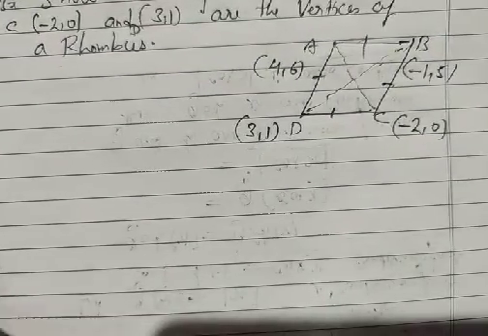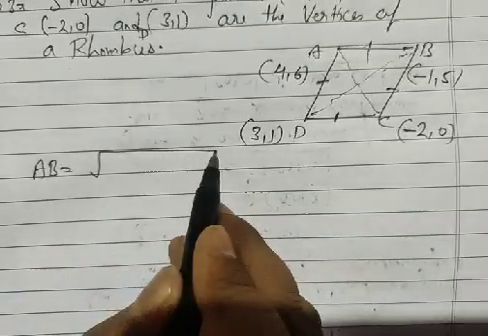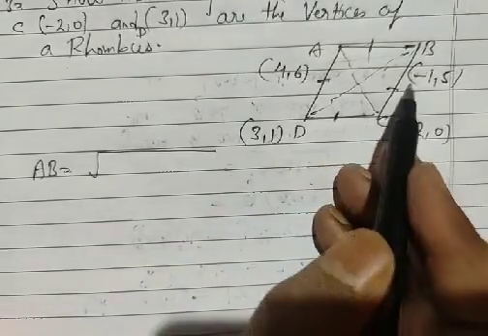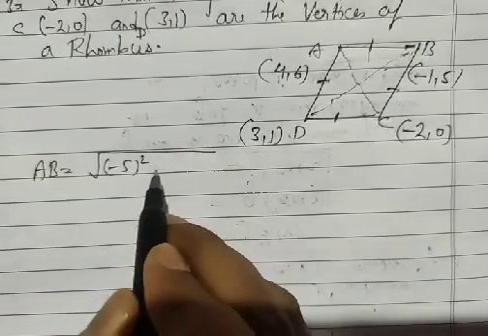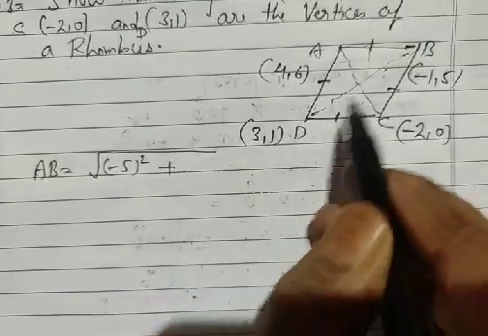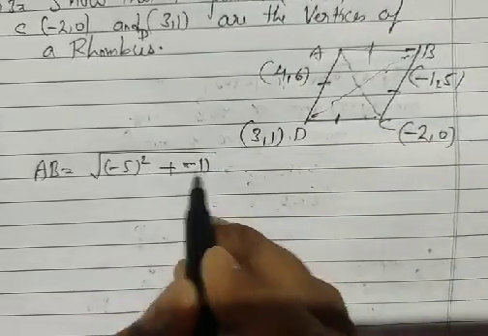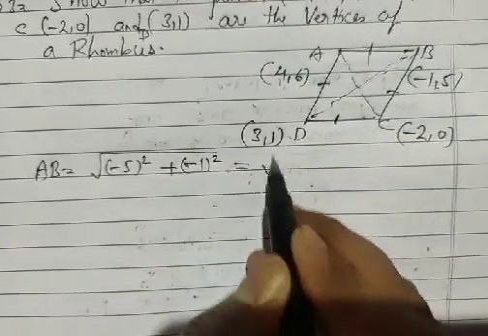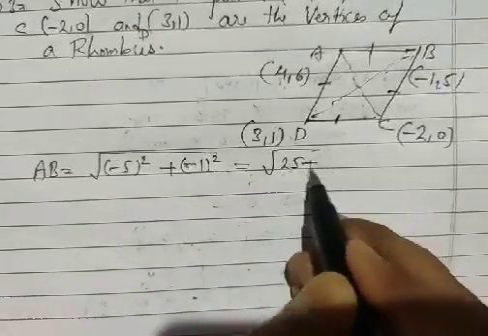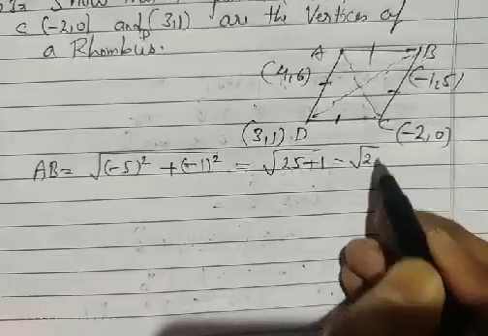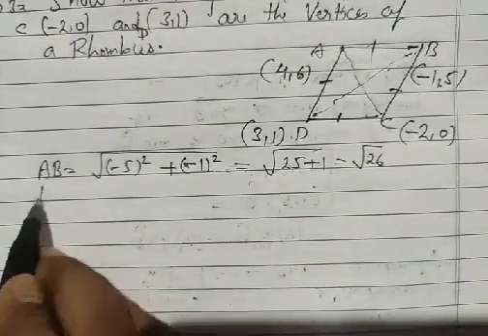First we are going to find AB. What is our AB? -1 minus 4, -5 whole square, plus 5 minus 6, -1 whole square. We solve it. -5 squared is 25, -1 squared is 1. Then we get root 26. Then we are going to find BC.